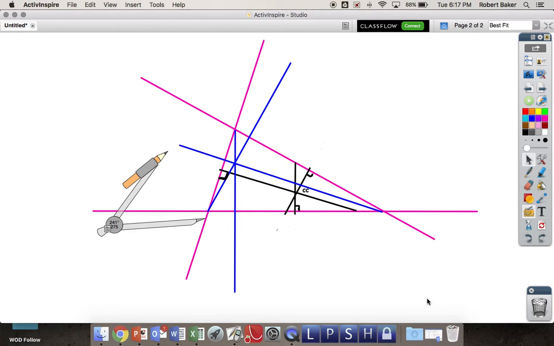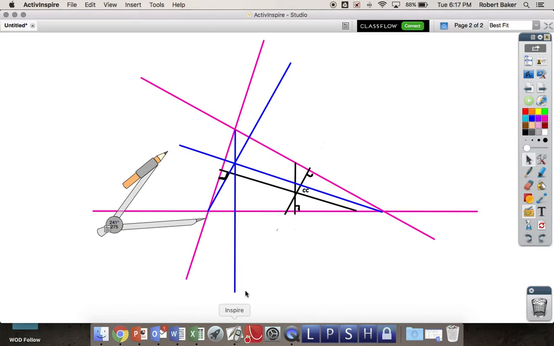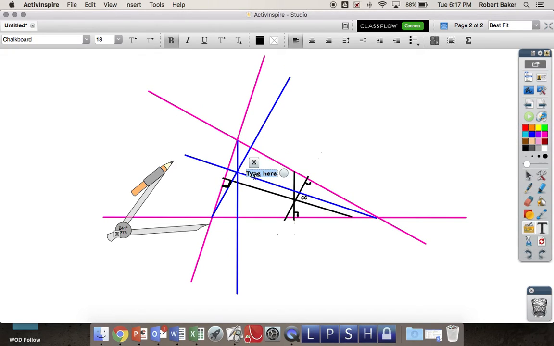At this point, I'm going to go back and check my rubric. The rubric says all 3 altitudes meet at 1 point. Label this the orthocenter. So I'm going to go back to my project. This one location should be the orthocenter. I'm going to abbreviate for short there.